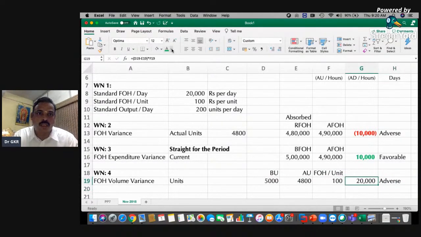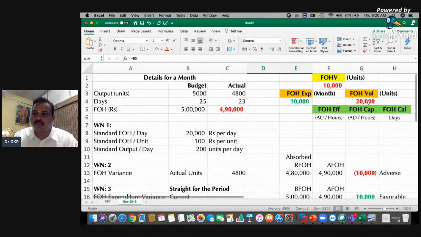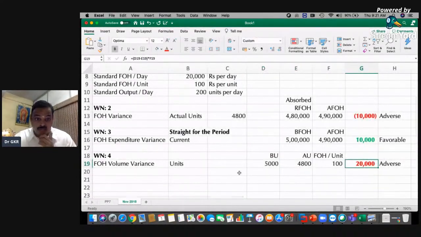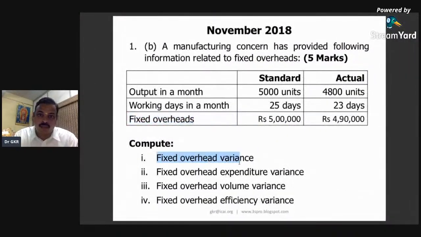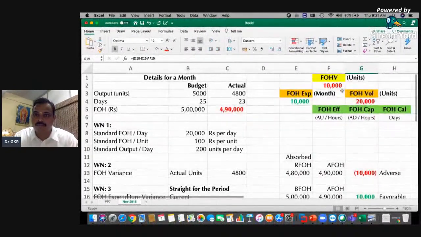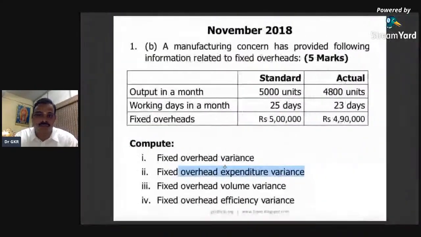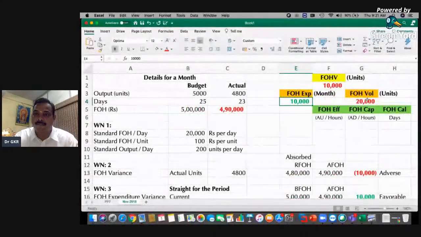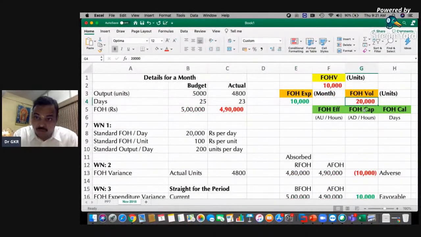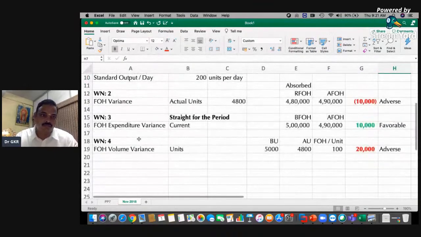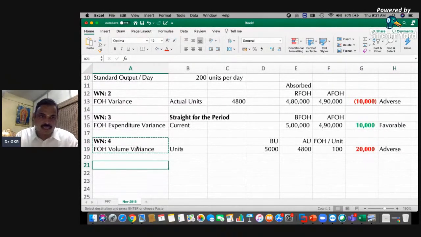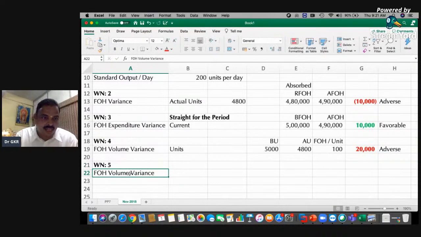So we have to put it in red color, because 200 units less. 20,000 adverse. Good. But please look at the question. Fixed overhead variance 10,000 adverse. Expenditure variance 10,000 favorable. Volume variance 20,000 adverse. Now this volume you have to again divide into efficiency, capacity and calendar. Actually calendar variance I will do it. You can find calendar, but they have not asked calendar. I will do calendar.